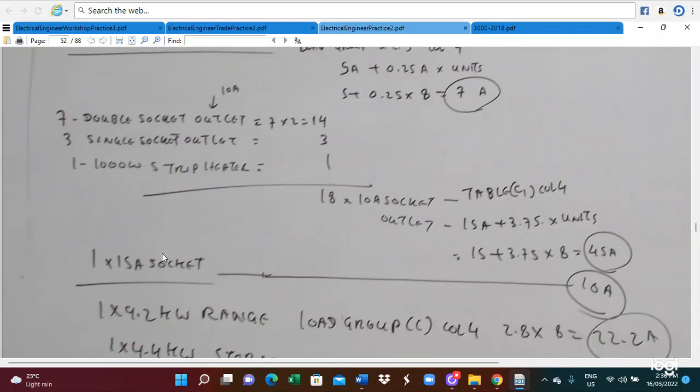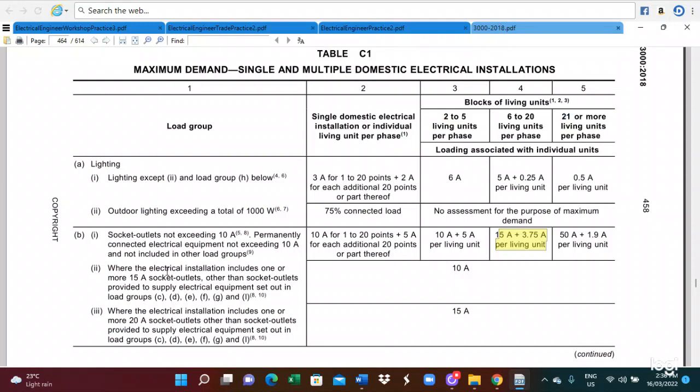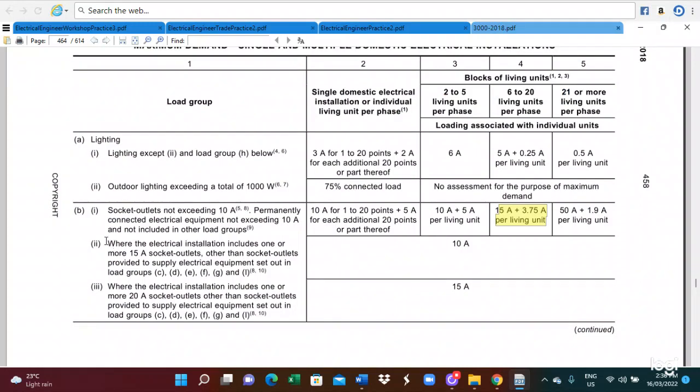It is also given that there is 1 15 ampere socket outlet. Where the electrical installation includes 1 or more 15 ampere socket outlets, the load group for the 15 ampere socket outlet is B2. In this case, every case we have to take the 10 ampere.